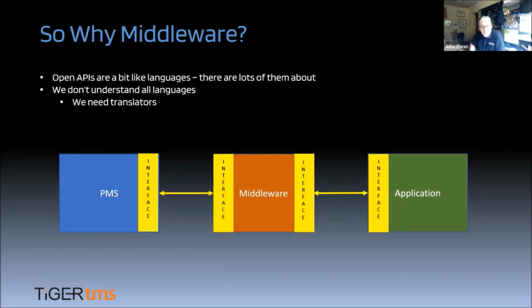Middleware essentially translates the message from the PMS into something which is understandable by the application, and vice versa when the communication comes back the other way. So middleware essentially is a translation service between the PMS and an application, or between applications themselves. There's not the necessity to have a PMS communication.